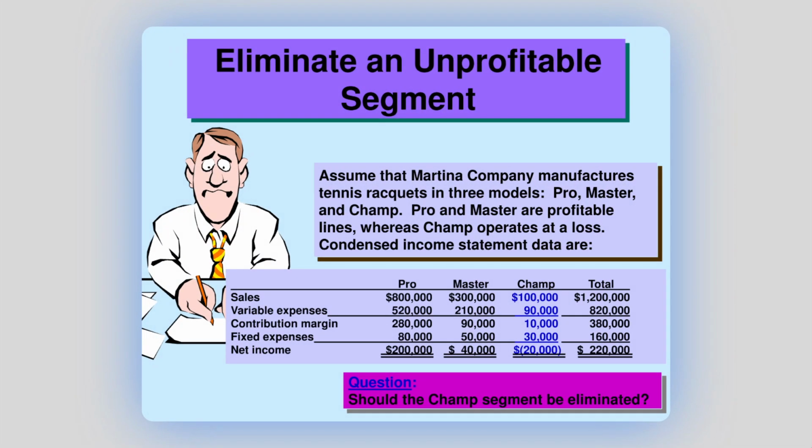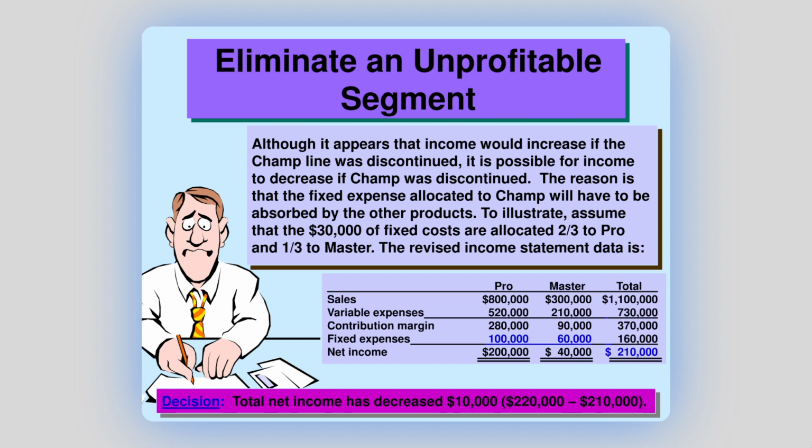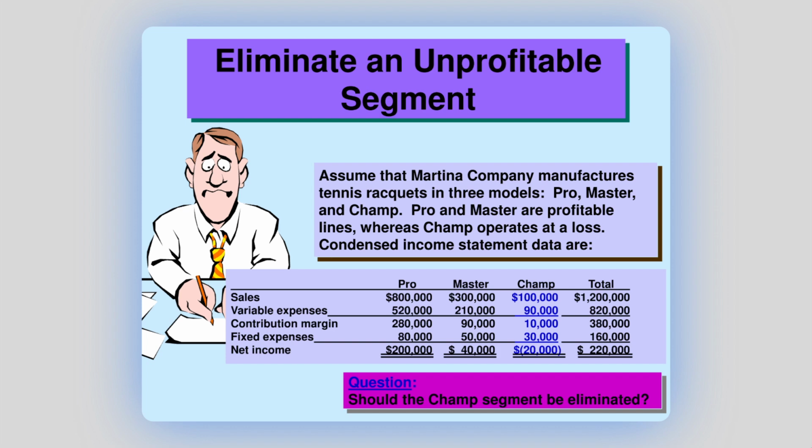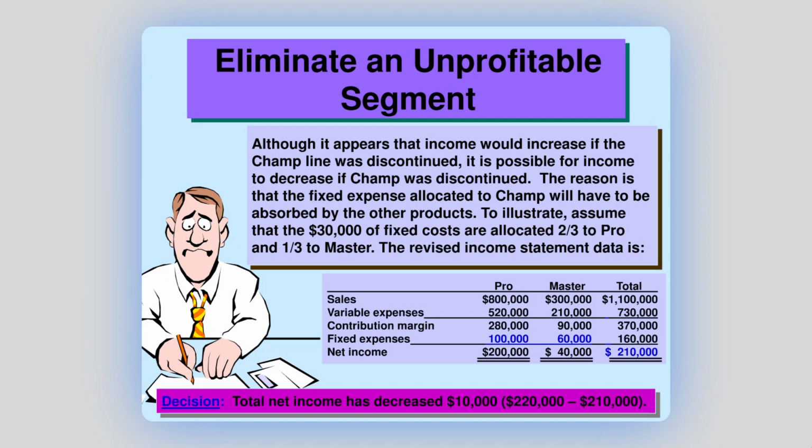This is our sample, class. Assume that the Martina Company manufactures tennis rackets in three models: Pro, Master, and Champ. Pro has 200,000 net income, Master has 40, and Champ has negative 20. So that would be your decision whether to continue or to eliminate Champ. Although it appears that income would increase, what happened to the 160? This 30,000, class, you need to share between Pro and Master. That's why it is 2/3 and 1/3. So 1/3 of 30 and 2/3.